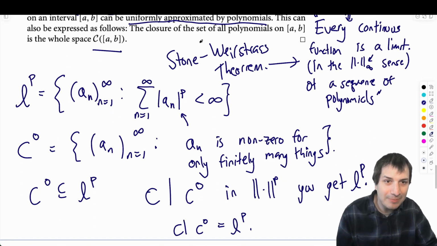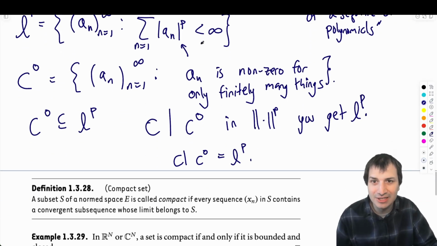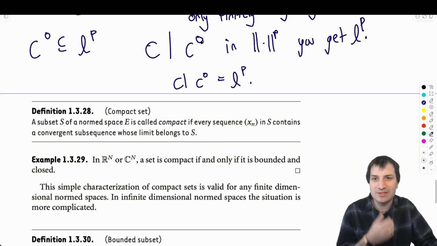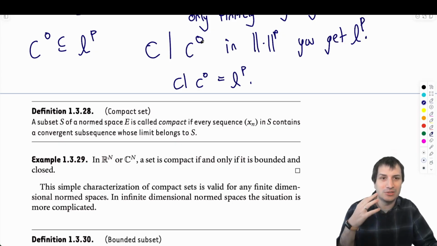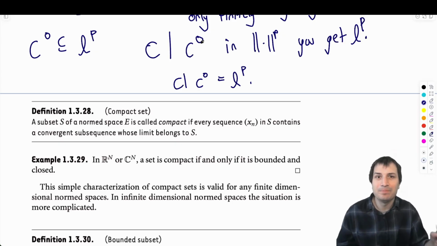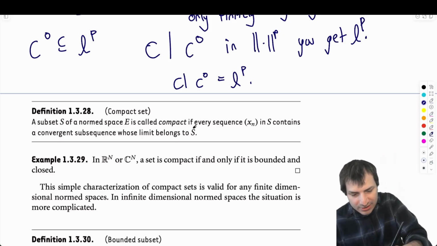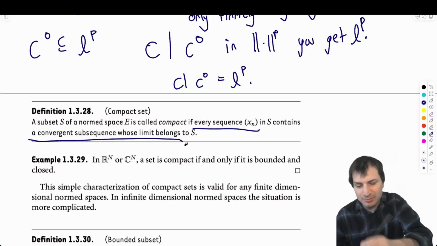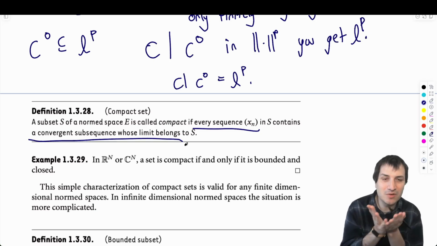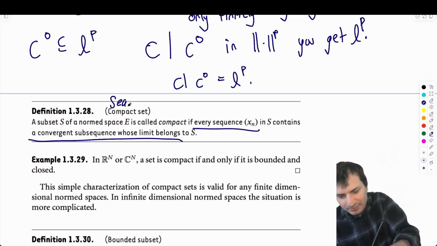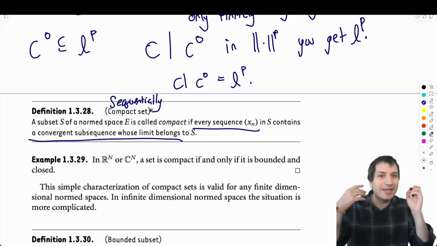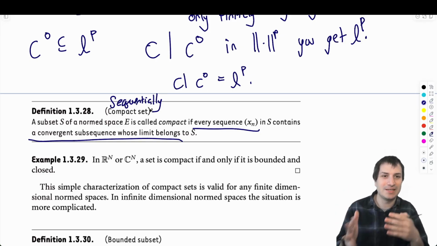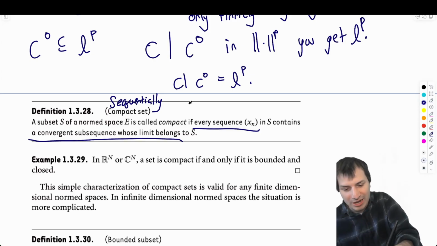The next topic and the last topic for this video is compactness. Compactness is very closely related to all these things. Definition 1.3.28 says a compact set is a set where every sequence contains a convergent subsequence. I will tell you, for some people this is not the definition of a compact set. This is a sequentially compact set. So some people call this definition sequentially compact. In a metric space, which a normed space is a special type of, sequentially compact is the same thing as compact.